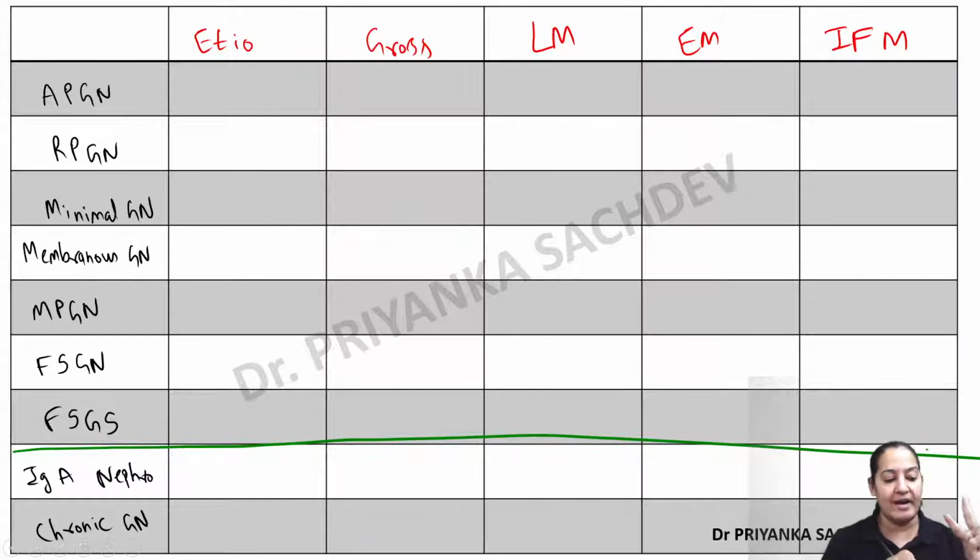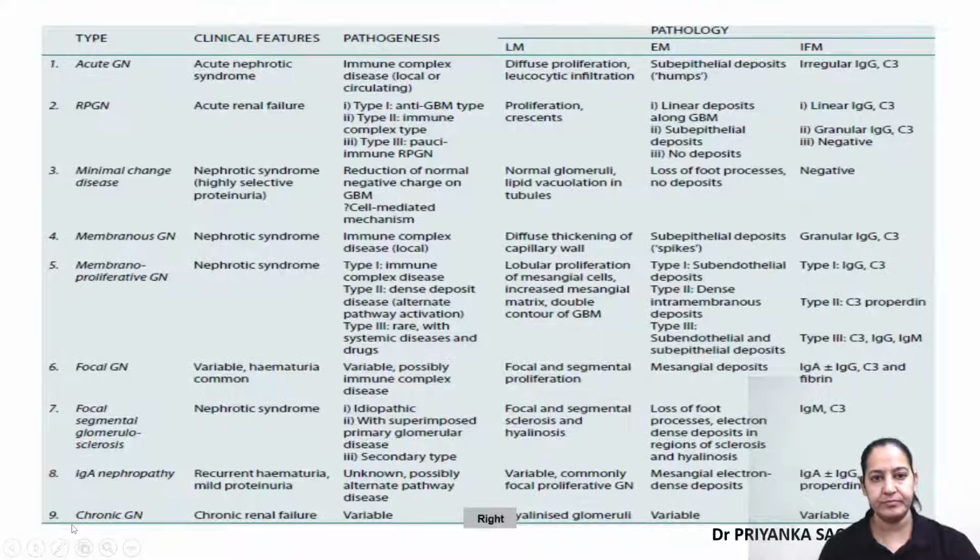So two more are left. Last two are left: IgA nephropathy and chronic glomerulonephritis. Do you want me to complete that also, and then we will take a comparative analysis of all glomerulonephritis till now? Yes or no? So let me take two more: IgA nephropathy and chronic glomerulonephritis. So first I am taking chronic.